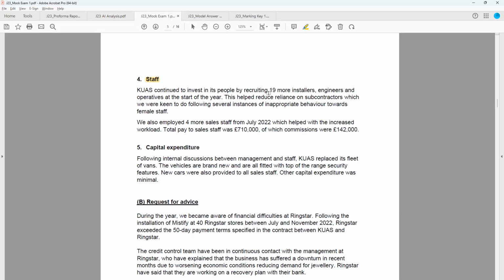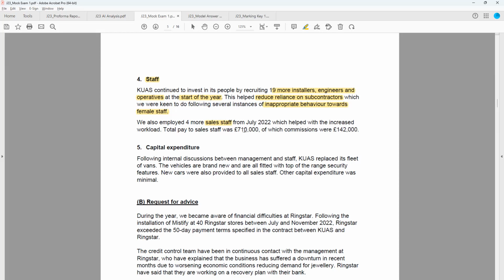So we were told, we had a quick skim, didn't we? But we saw that they were investing in people, recruited 19 more installers, engineers, and monitoring operatives at the start of the year. This reduced reliance on subcontractors, that gives us a reason why subcontractor costs have gone down, which we were keen to do following several instances of inappropriate behaviour towards female staff. We obviously saw that in the AI, in one of the media articles when Orly went undercover. We also employed 4 more sales staff, so that's going to be in admin costs, help with the increased workload, presumably like the additional tenders.